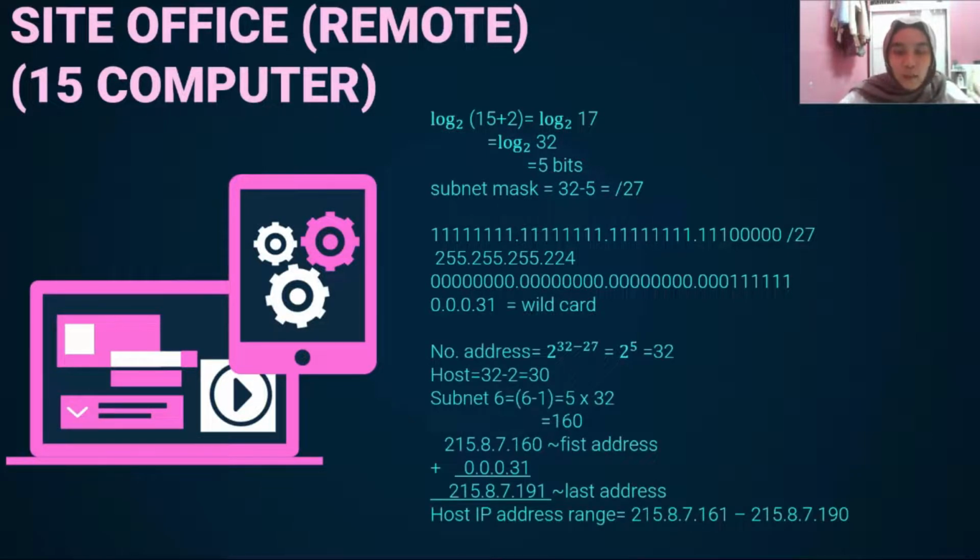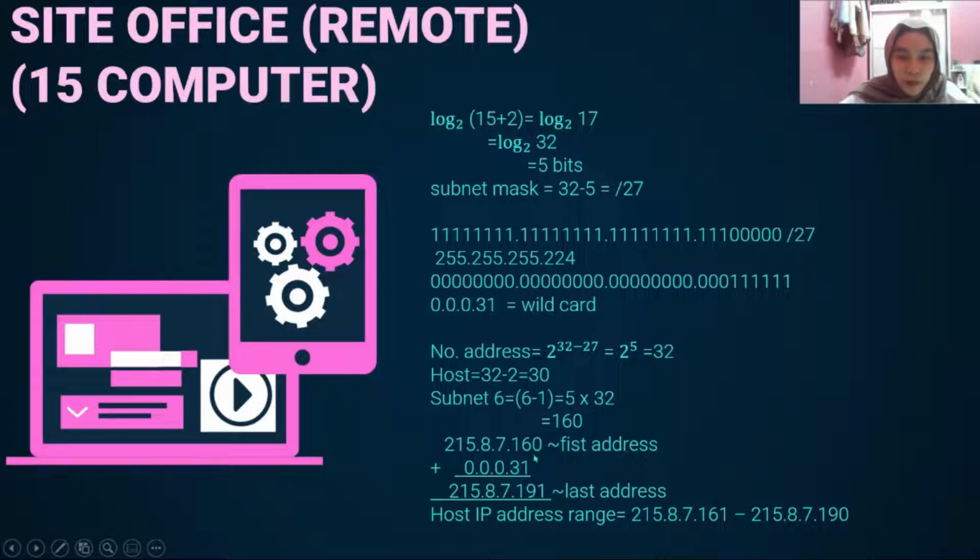Next, we are going to find the number of addresses, and you will get 32. Next, you are going to find the host addresses. You will get 30. You're going to take 6 minus 1, you will get 5. Multiply by 32, you will get 160.